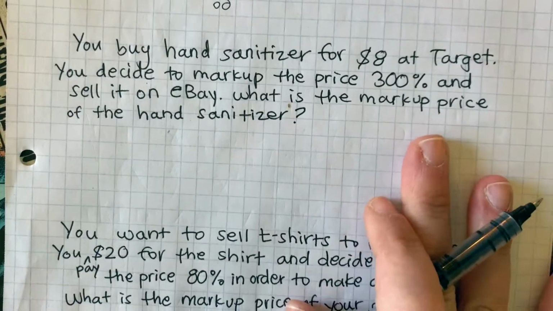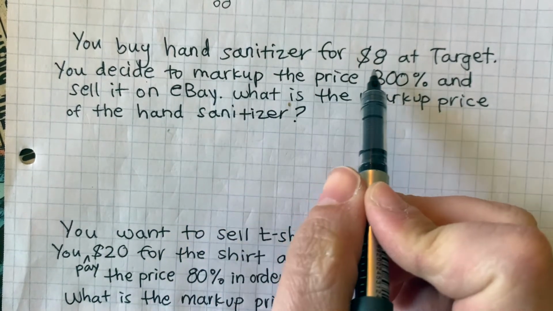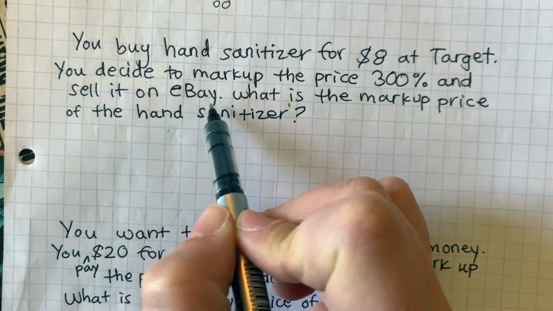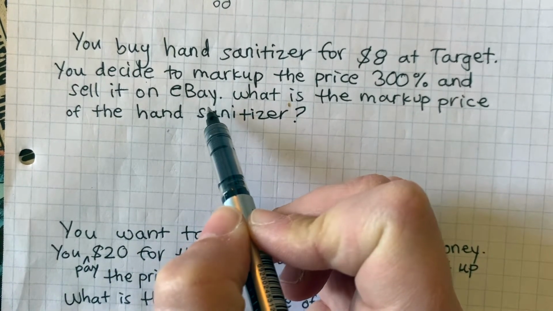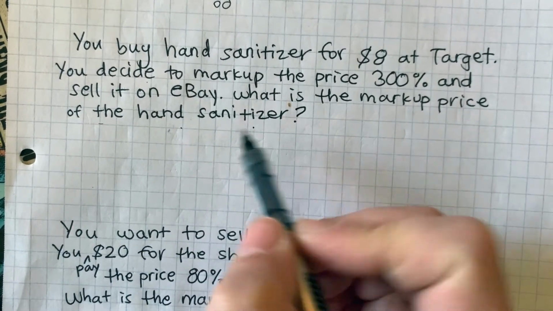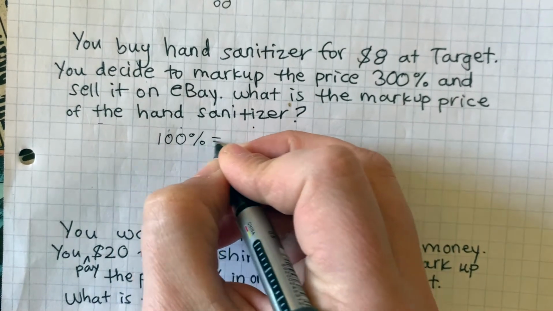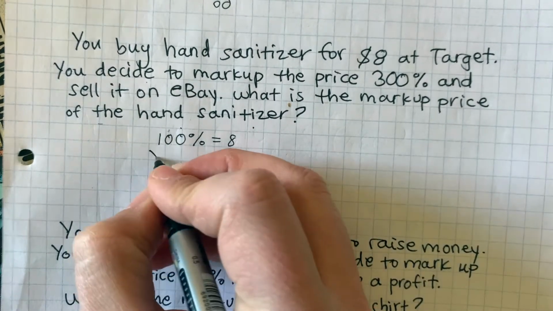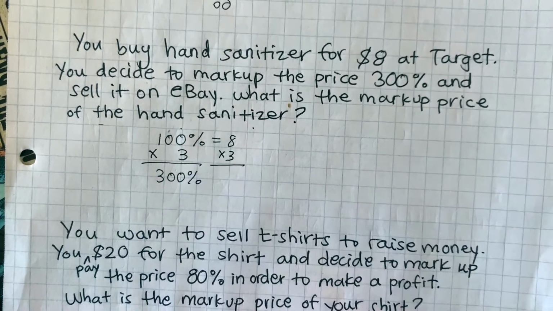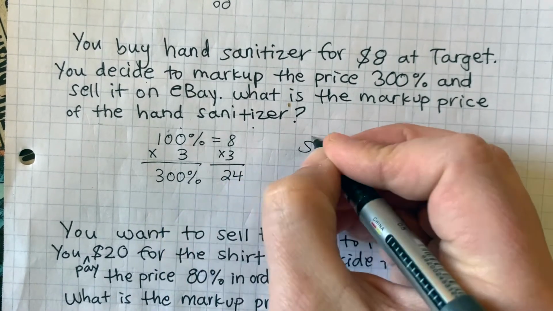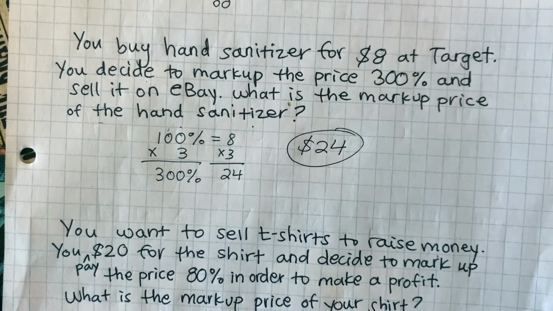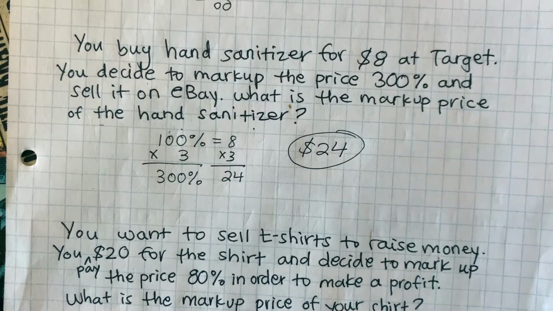Pretty sweet deal. All right, you buy hand sanitizer for $8 at Target. You decide to mark up the price 300% and sell it on eBay. I might have an ethical dilemma with that. What is the markup price of the hand sanitizer? Okay, so mental mathing, 100% of 8 is 8. If you multiply by that 3, you get 300%. So 8 times 3 is 24. You are selling that hand sanitizer on eBay for $24. Shame on you. But also I respect the hustle.